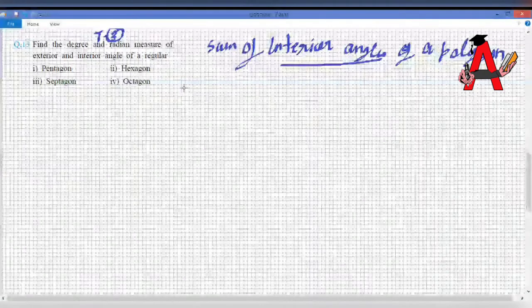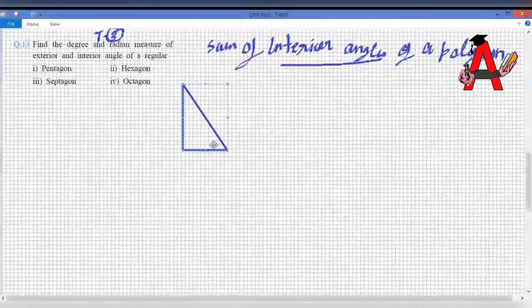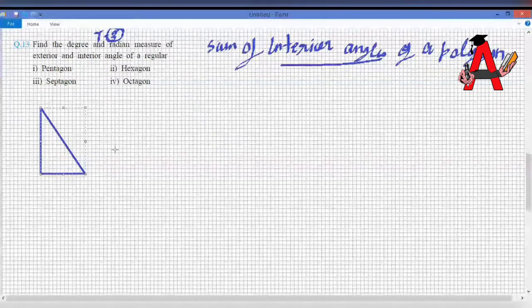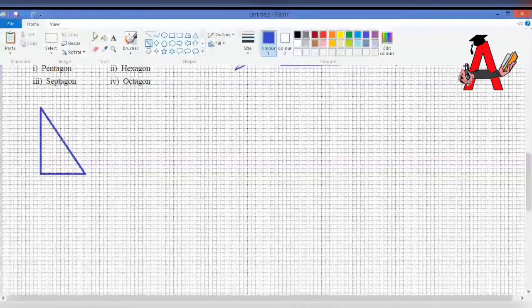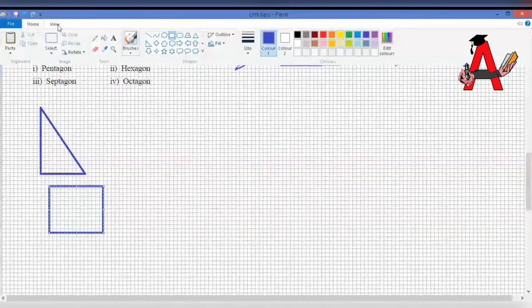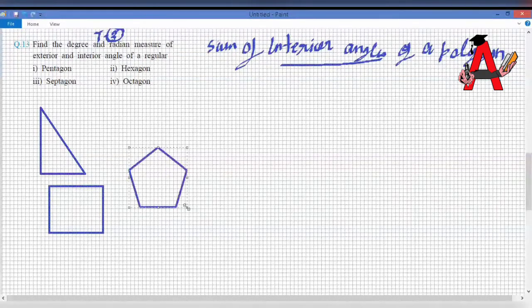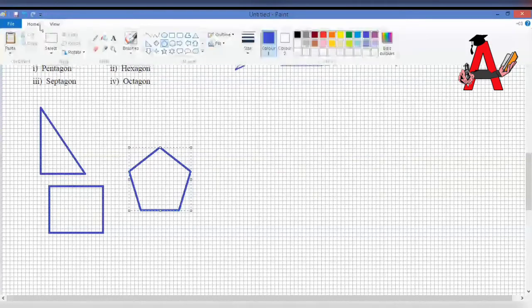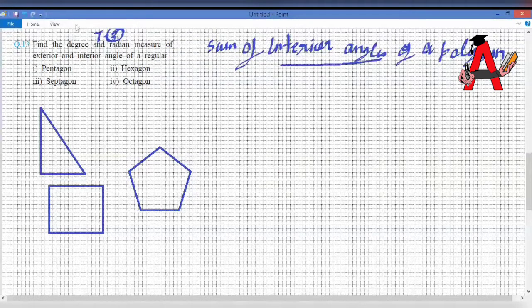Suppose there is a triangle. Now this triangle, sum of these angles is 180 degrees. Let's try and draw a square or a rectangle where there are 4 sides. Let's try to draw a pentagon. And let's try and identify what will be the angles.